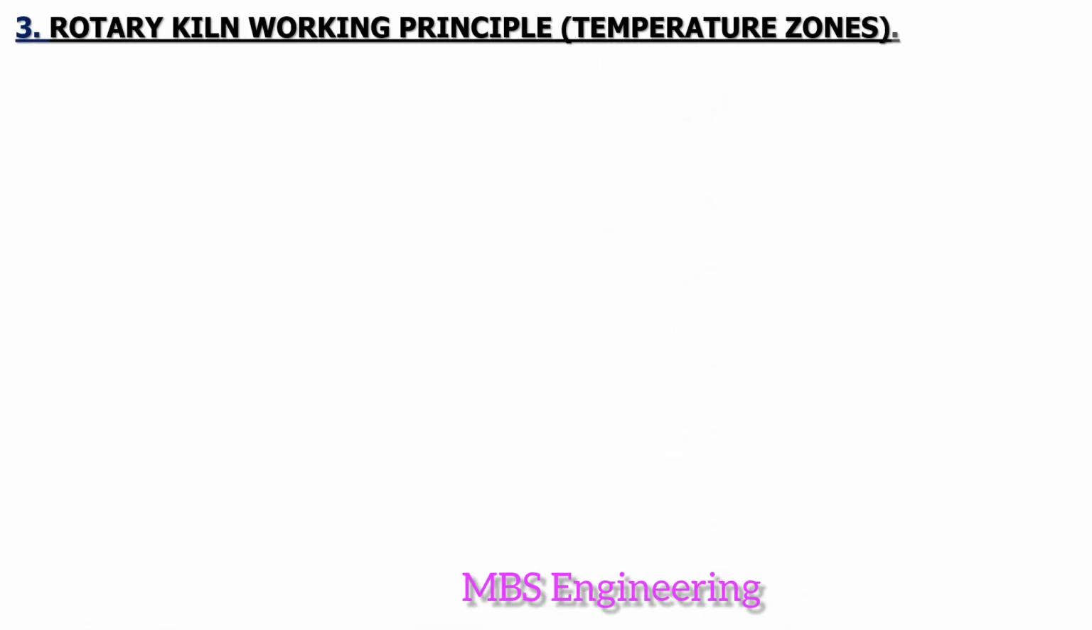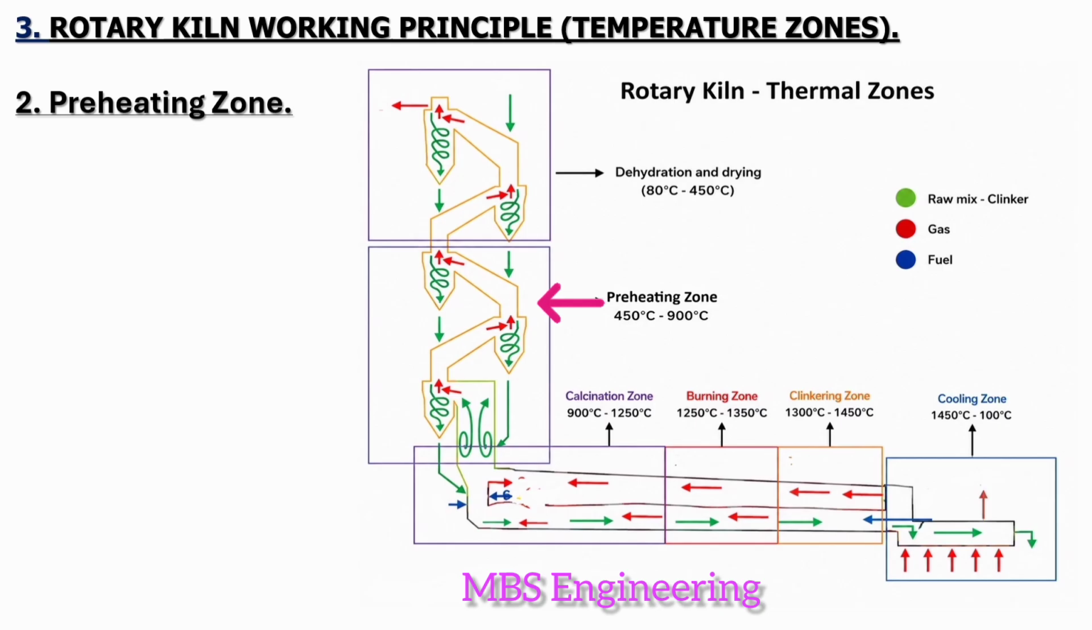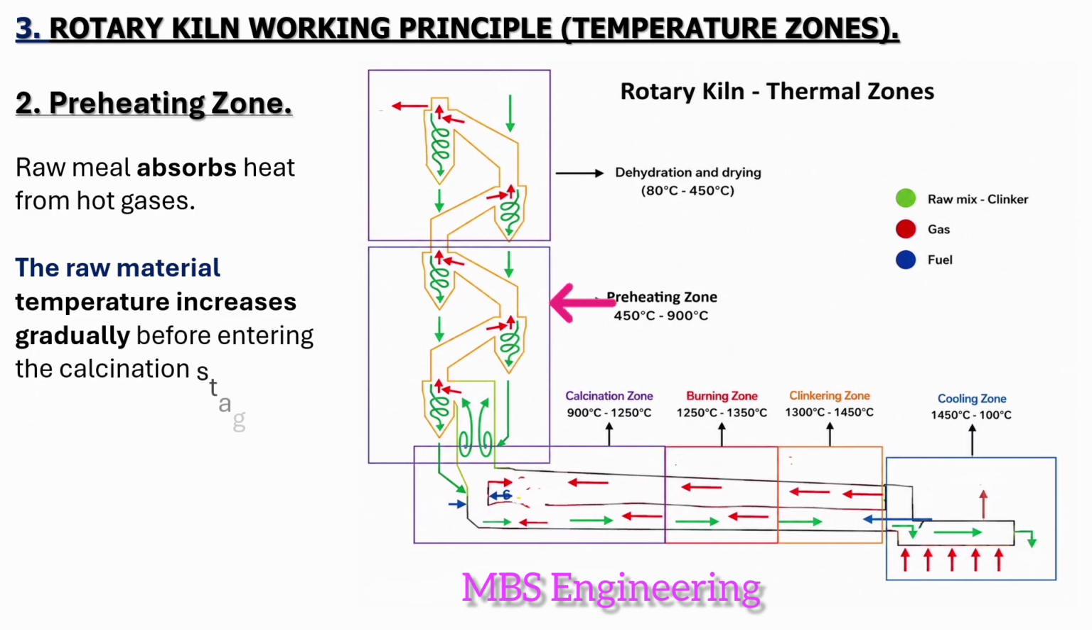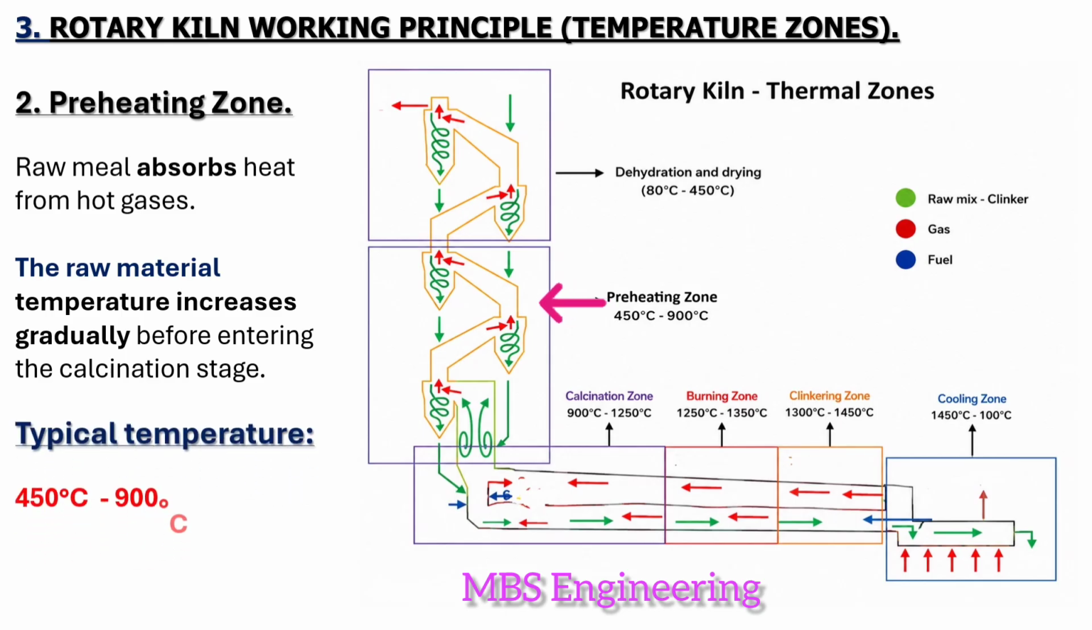Next, we will learn and understand the second temperature zone as preheating zone. Raw meal absorbs heat from hot gases. The raw material temperature increases gradually before entering the calcination stage. In this zone, temperature in the range of 450 degrees Celsius to 900 degrees Celsius.